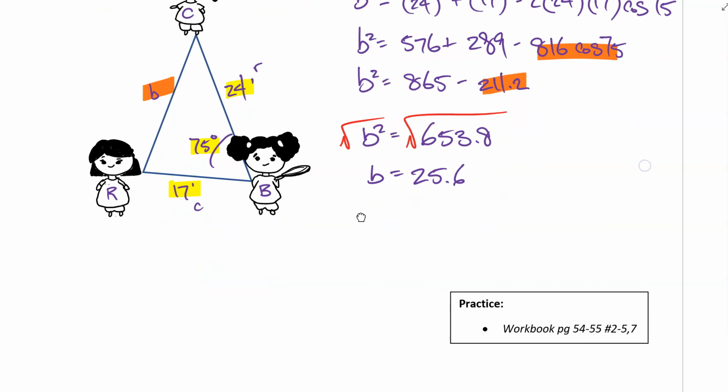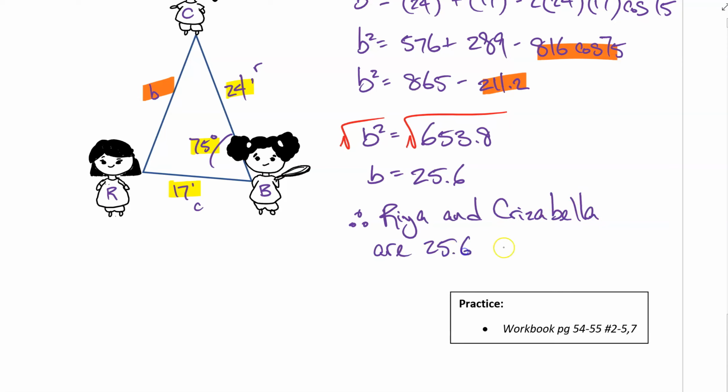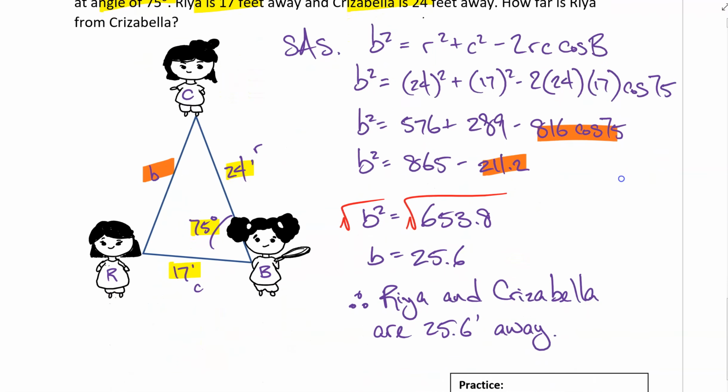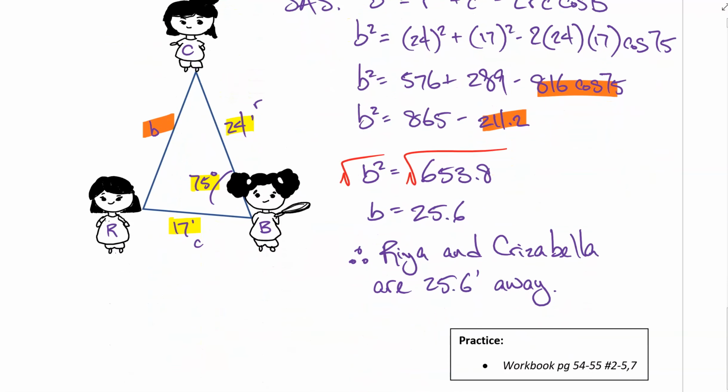And you're going to say, therefore, we are talking about the distance between Rhea and Crisabella. Rhea and Crisabella are 25.6 feet away. Or Rhea is 25.6 feet away from Crisabella.